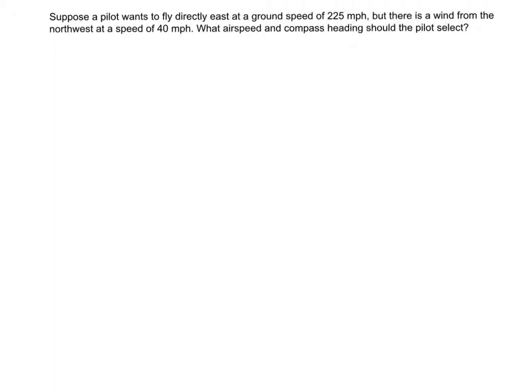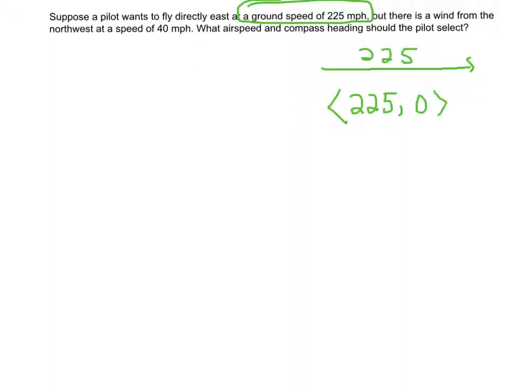So that is telling us that, let me change my pen a little bit here, that this is the resultant vector. It wants to travel at a ground speed of 225 miles per hour directly east. So our answer is going to be due east at 225 miles per hour. And what we have to do is figure out what two vectors were added together to give us that resultant vector. So I know my resultant vector is going to have an x-coordinate of 225 and a y-coordinate of 0.